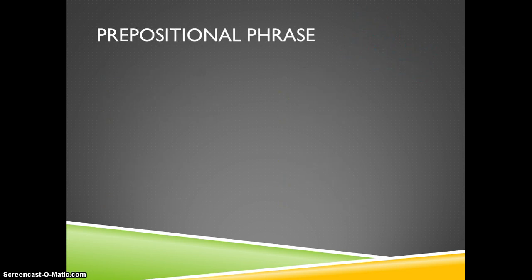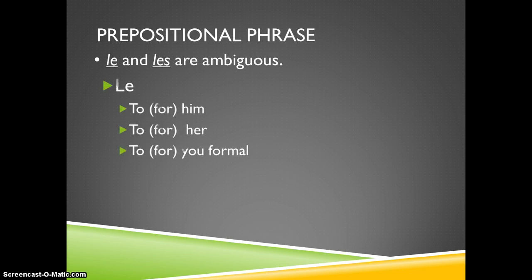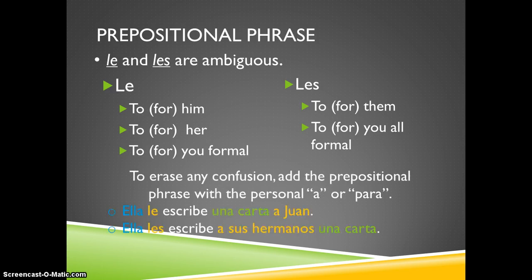All right, and now we're going to talk about that prepositional phrase. So le and les are ambiguous, just like with our verb gustar. So to clarify, le could mean to or for him, to her, or to you all formal. Les then, in turn, could be plural. So to them, to you all formal. So those are le and les. So to ease the confusion, we add the prepositional phrase with the personal a, or the word para means for. Remember we talked about that personal a at the beginning of this lesson, or this unit.